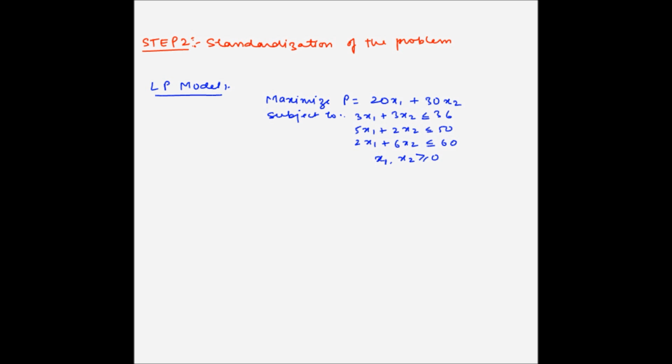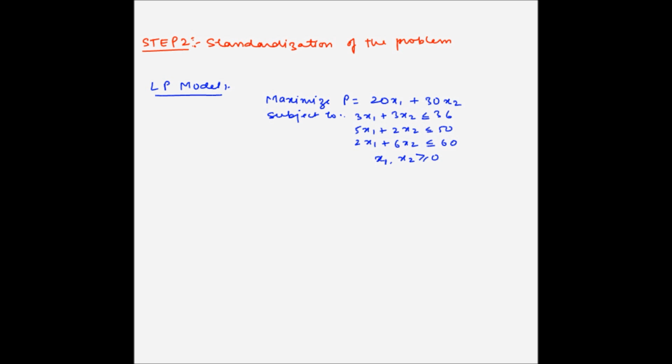So we'll now look at step 2, which is standardization of the problem. This is the LP model that we had obtained in step number 1. Now, in order to solve this using the simplex method, we need to convert the constraint inequalities into equations. That means we have to convert the inequalities in such a way that the left hand side becomes equal to the right hand side. So let's take the first constraint. This is indicating that 3x1 plus 3x2 is less than or equal to 36.